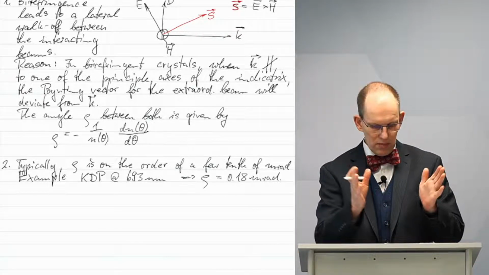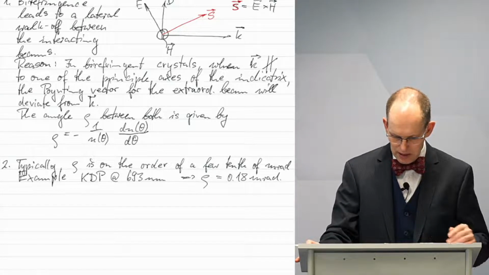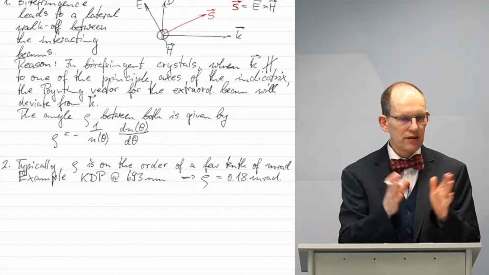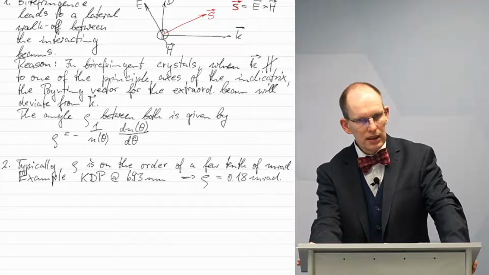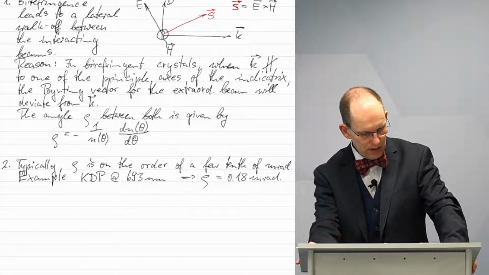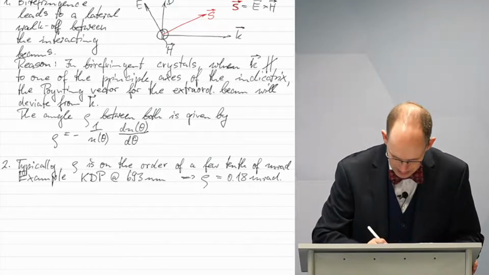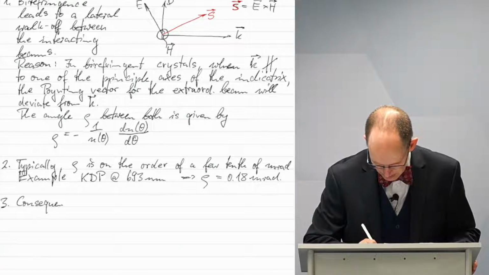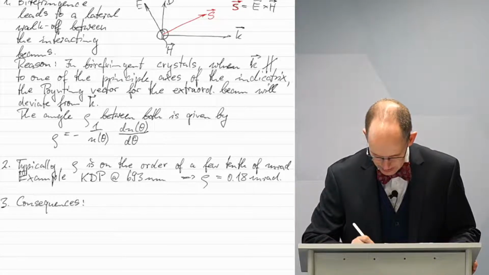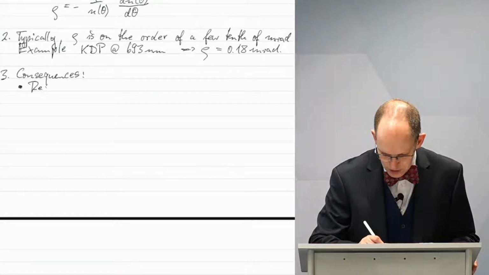of course, if you have a tightly focused beam, then you quickly have a separation of the fundamental and the second harmonic, and then there's no mutual interaction between these beams. Yeah, consequences of walk-off. One I already mentioned, namely that efficiency is reduced. So, reduction of efficiency.